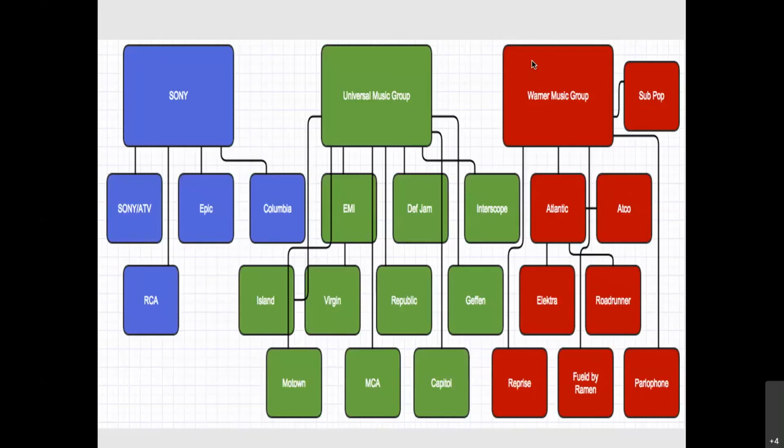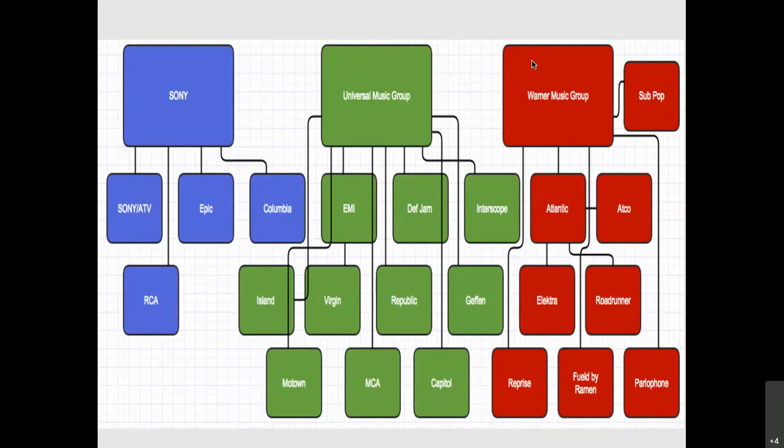But we look at some of these groups. For example, Sony, ATV is one of their sub-labels. Epic Records, Columbia Records, and RCA all are owned by Sony. Universal has a whole bunch of record labels as well. EMI, Def Jam, Interscope, Island Records, Virgin, there's Virgin again, now they're under Universal. Republic Records, Geffen Records, Motown, MCA, Capitol, and many more are all part of the Universal Music Group.